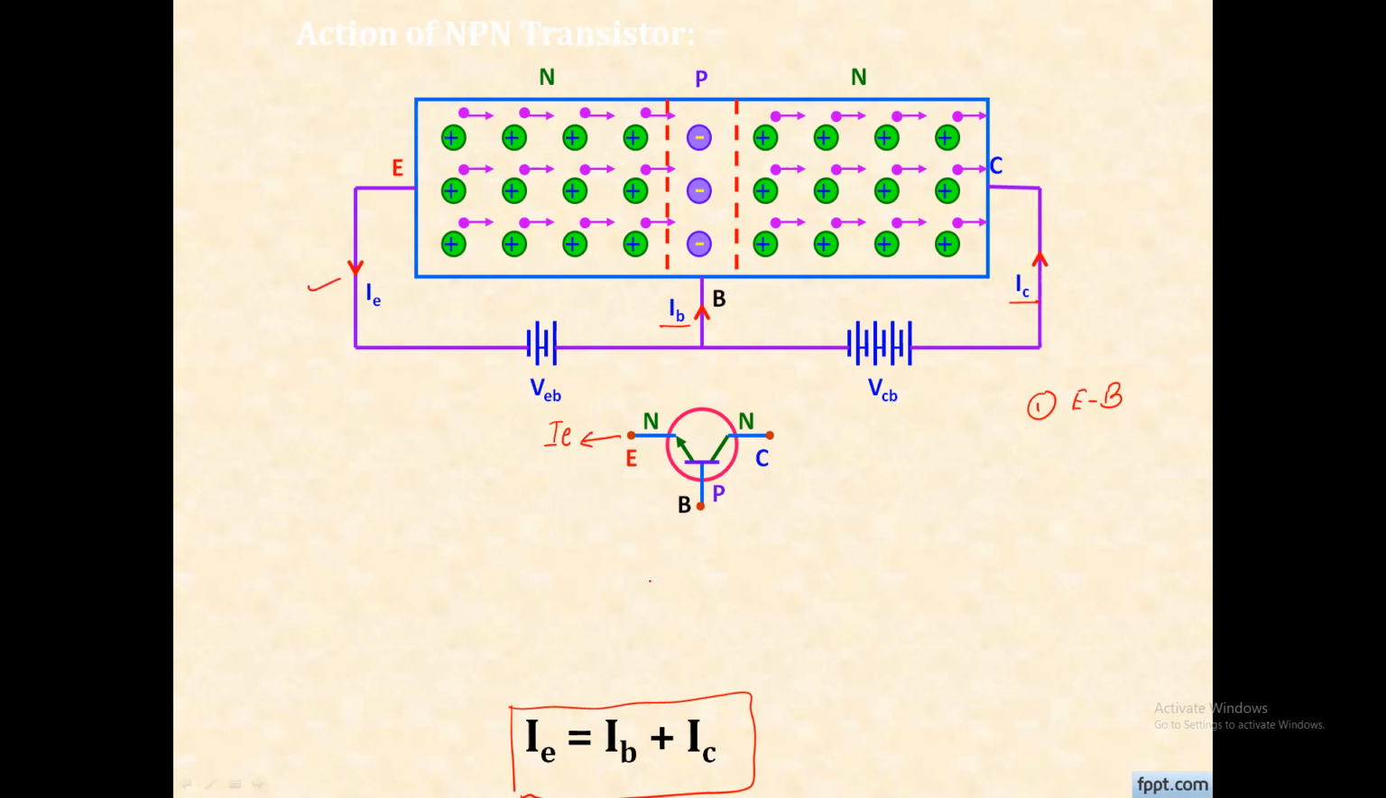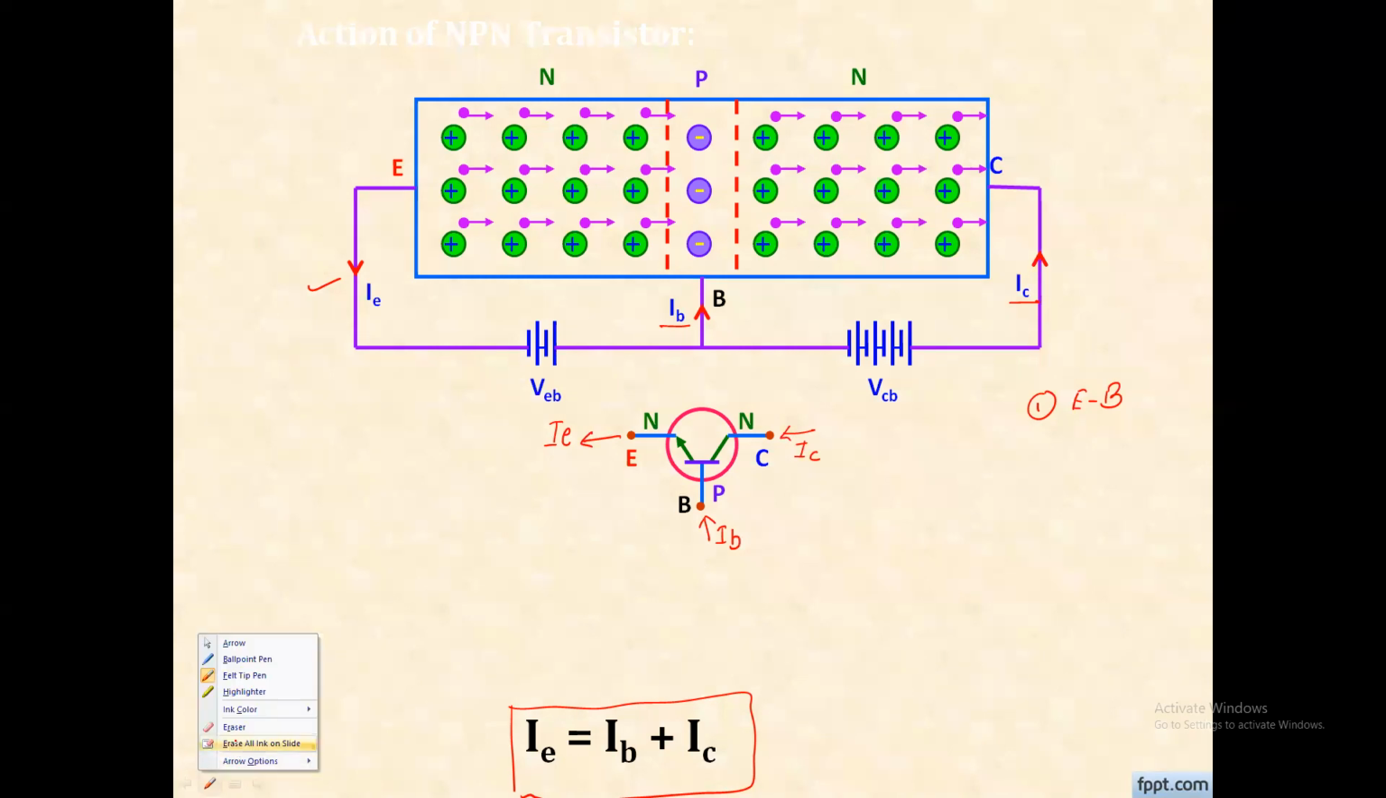Yes. And if the emitter current is the outgoing current, definitely the remaining two currents are the incoming currents. So this is the direction of collector current and the base current. So in this way, we can show the direction of a current.